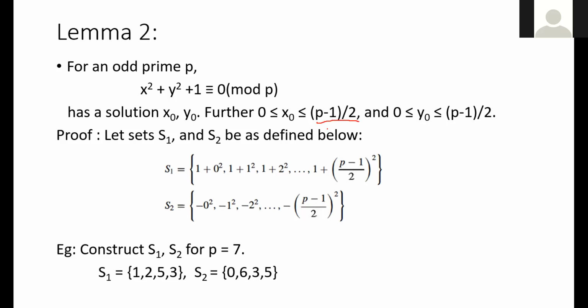The bound was this, so that is the motivation for choosing this here. And this is how we're going to construct S1 and S2. If we look at p equal to 7, we can quickly construct S1 and S2. So S1 will be 1. So p is 7, p minus 1 is 6, by 2 is 3, square is 9.